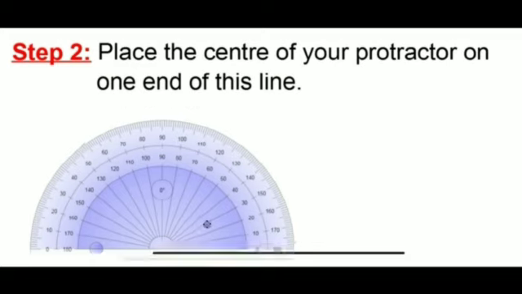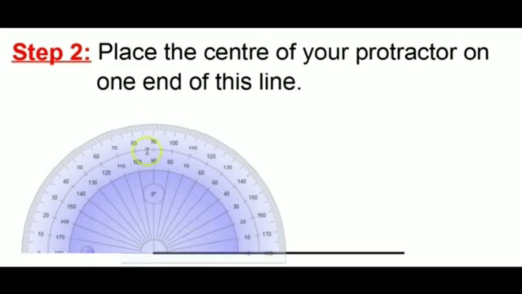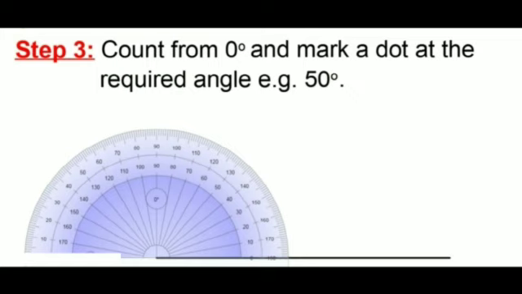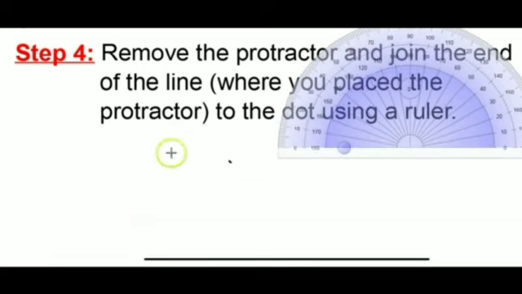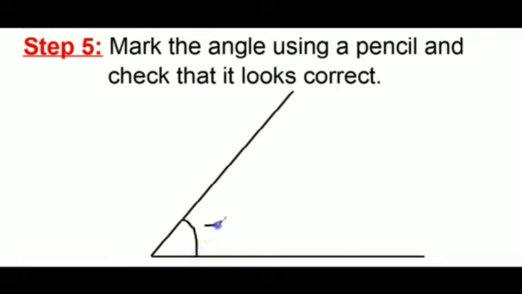Step 2. Place the center of your protractor on one end of this line. Step 3. Count from 0 degrees and mark a dot at the required angle. Example, 50 degrees. Step 4. Remove the protractor and join the end of the line where you placed the protractor to the dot using a ruler. Step 5. Mark the angle using a pencil, that is 50 degrees.